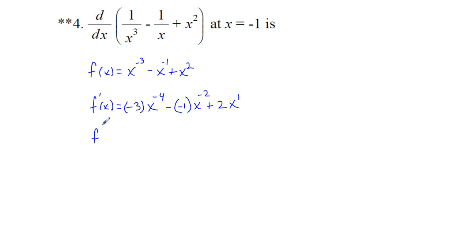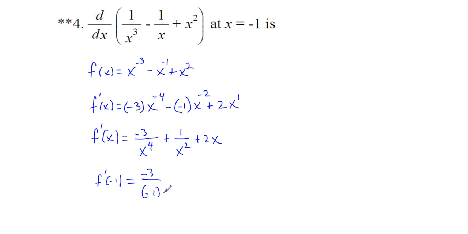So now we're going to rewrite this as f prime of x equals negative 3 over x to the fourth power. And then negative times negative is positive, so we have plus 1 over x squared, and then we have plus 2x. And finally, f prime of negative 1 is going to be negative 3 over negative 1 to the fourth power plus 1 over negative 1 squared plus 2 times negative 1.